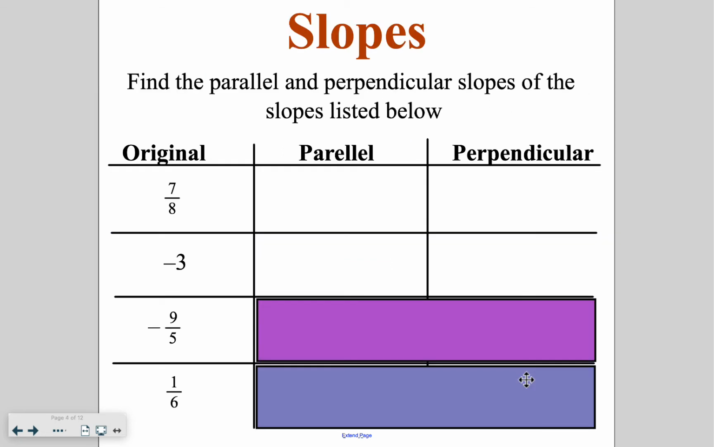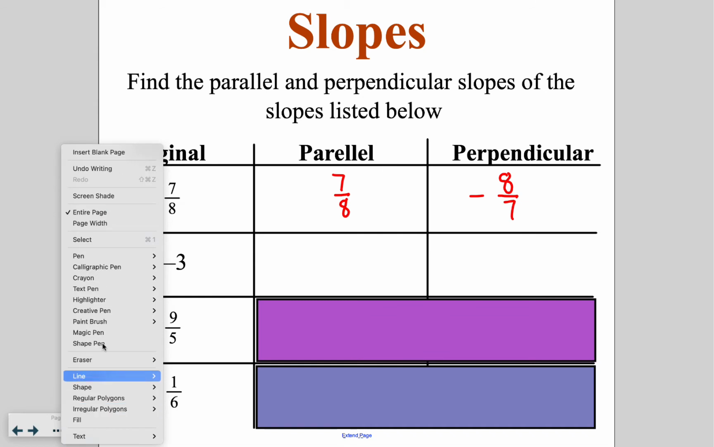So now we're going to first just look at practicing the parallel and perpendicular slopes. If our original slope is 7/8, the parallel slope is also going to be 7/8, and the perpendicular slope is the opposite reciprocal. Because the first one was positive, the next one is negative, and then the reciprocal means to flip the numerator and the denominator. So our perpendicular is negative 8/7.